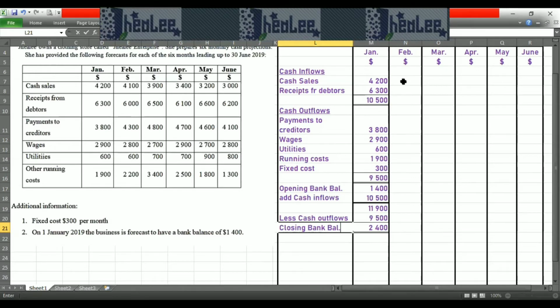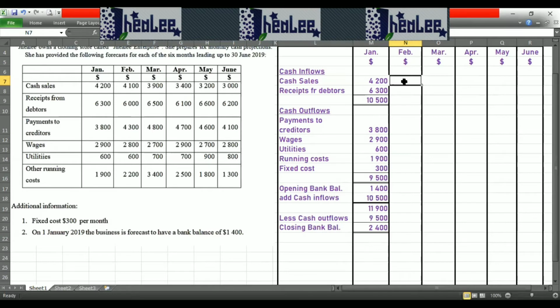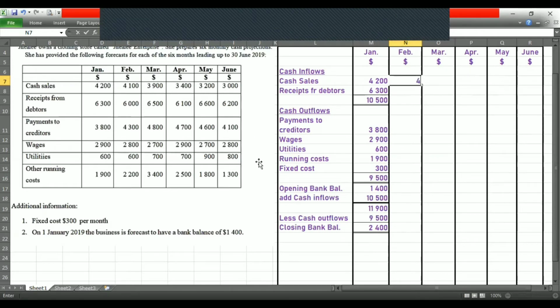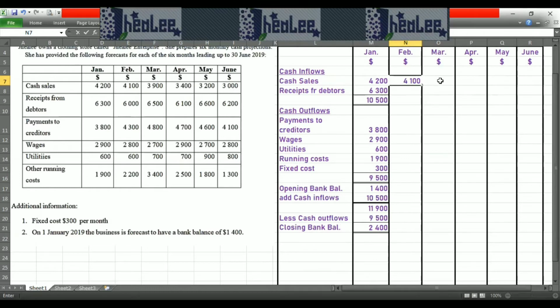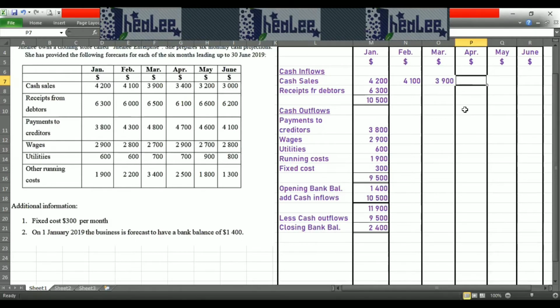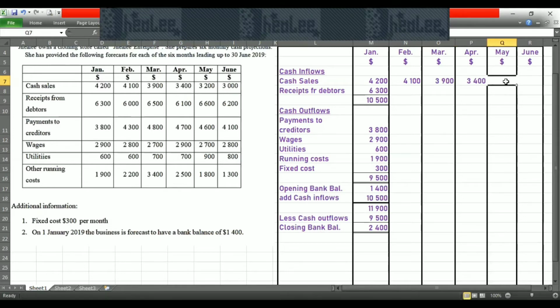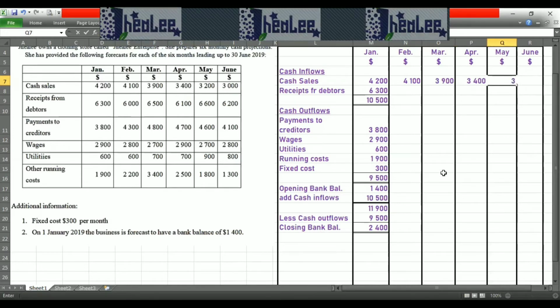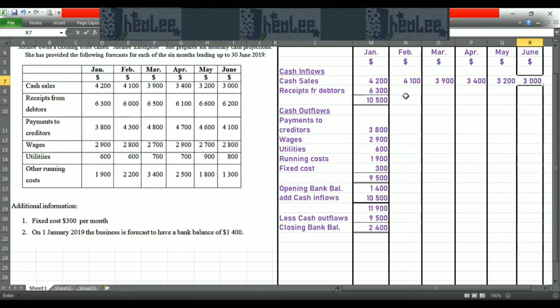Okay, so let's go for February. As a matter of fact, we can just put in the figures as it relates to the items running across, and then we do our calculation. So February cash sales is 4,100. For March, we have a cash sales of 3,900. For April, they're projecting 3,400. May, that is 3,200. And for June, that is 3,000.